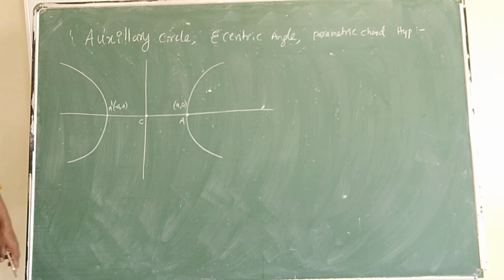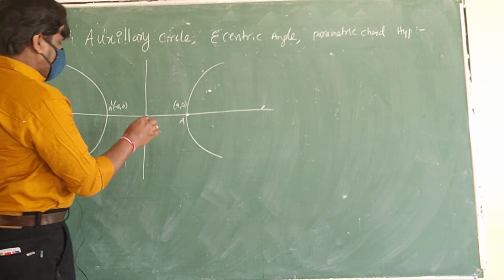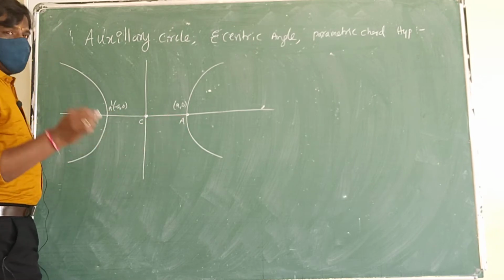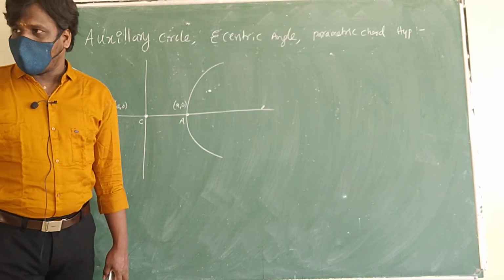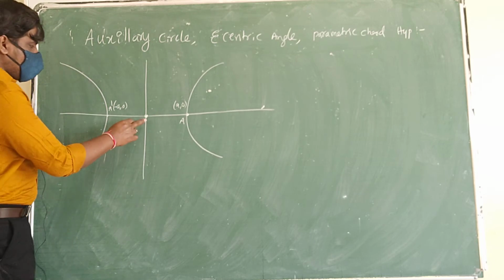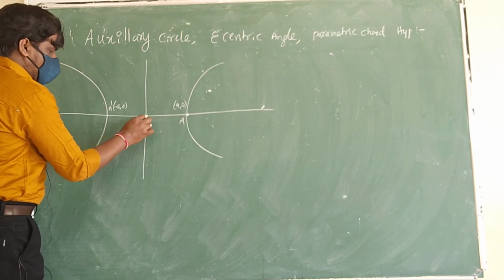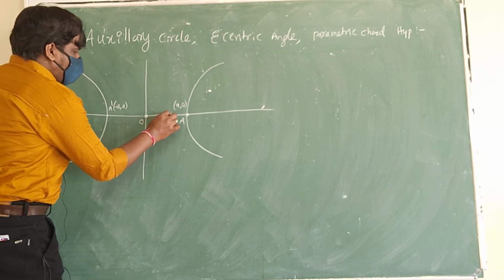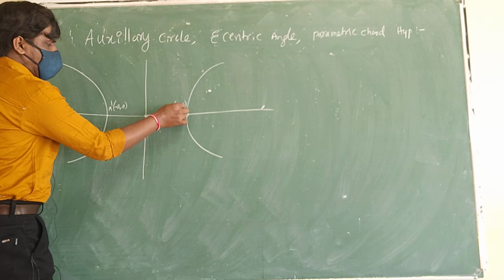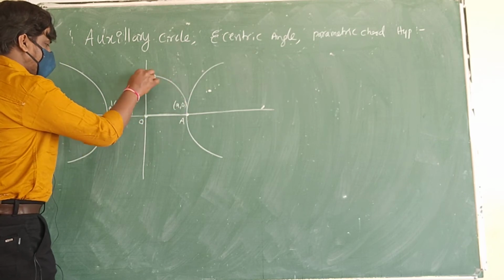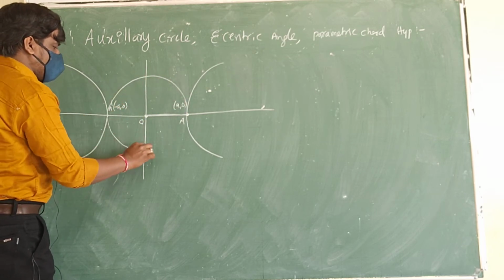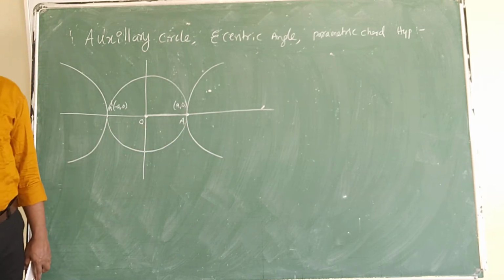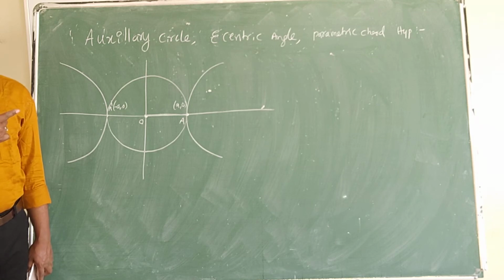What I want to say here, what auxiliary circle means, if you take this A dash A as the diameter, then the radius will be what? This CA, this is the radius. If I take O as the center, and take OA as the radius, and draw a circle, this circle which is formed is called auxiliary circle.